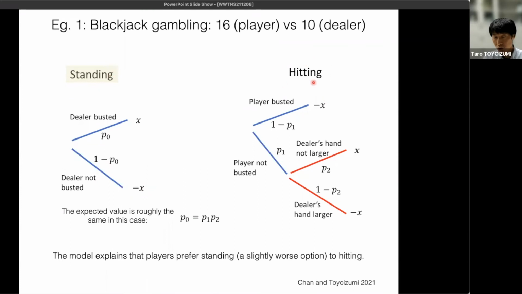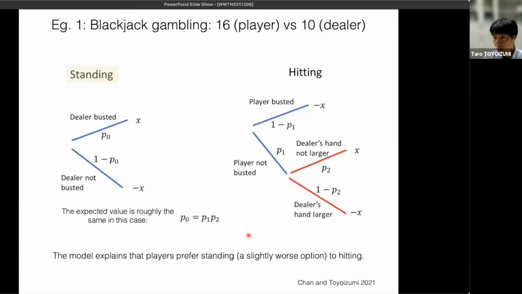But when you choose to hit, the first stage depends on whether the player busted with the extra card. In that case, you lose. And if you're not busted, then it depends on each other's hand. If the dealer's hand is not greater, you win. If the dealer's hand is greater, you lose.